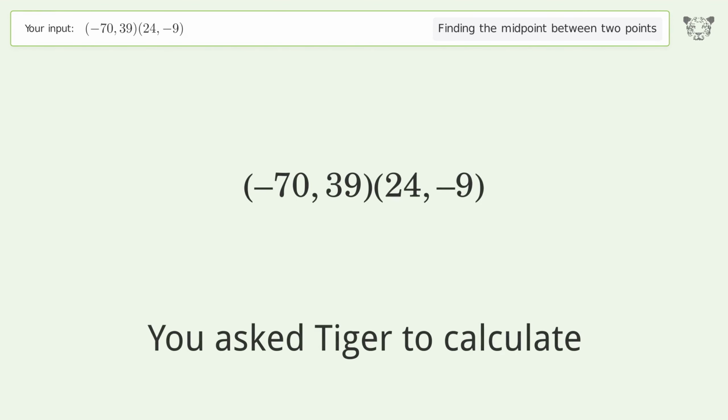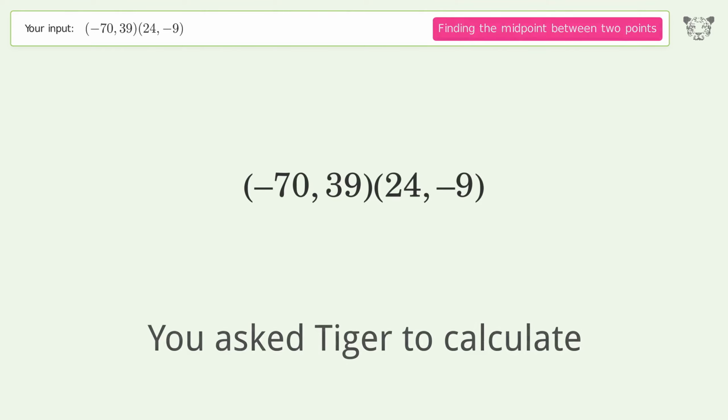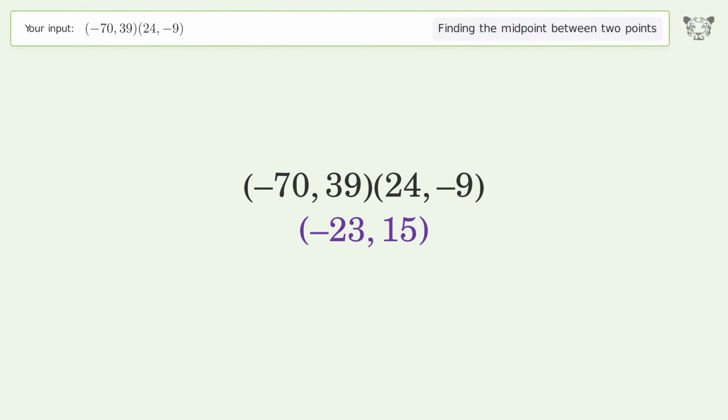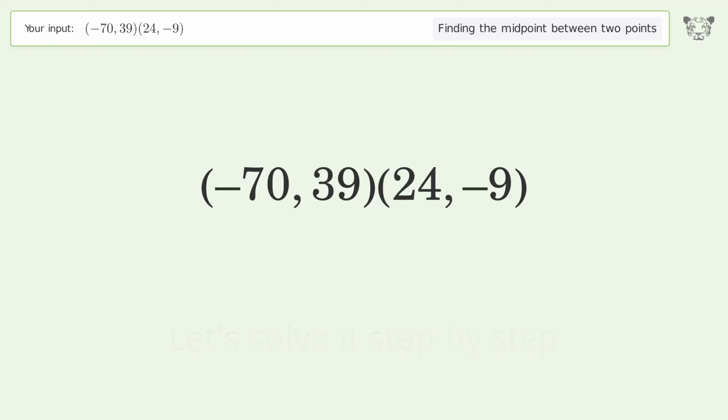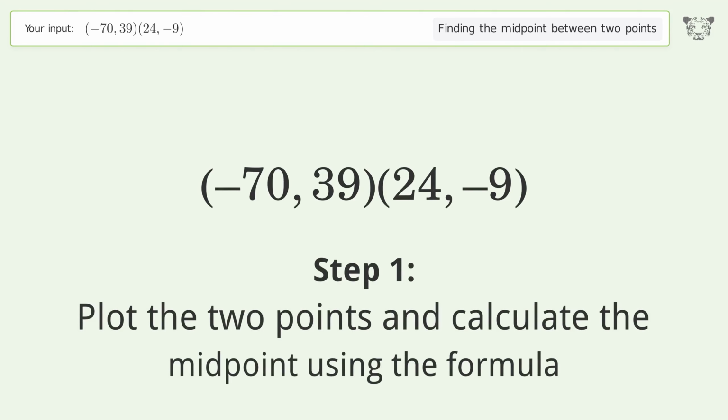You asked to calculate this. It deals with finding the midpoint between 2 points. The midpoint between the 2 points is negative 23, 15. Let's solve it step by step. Plot the 2 points and calculate the midpoint using the formula.